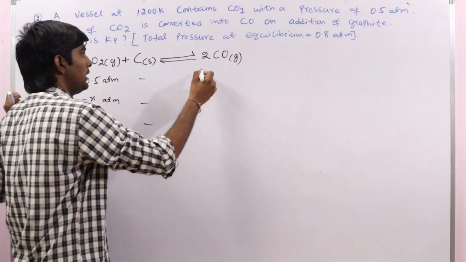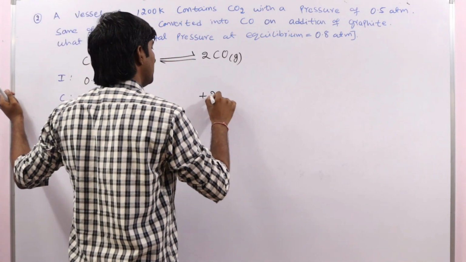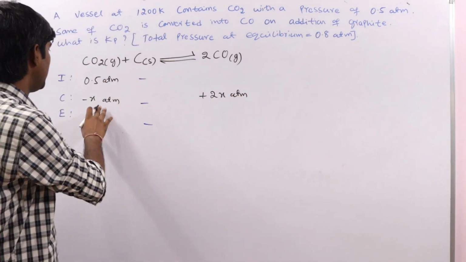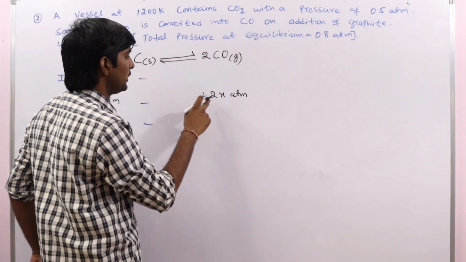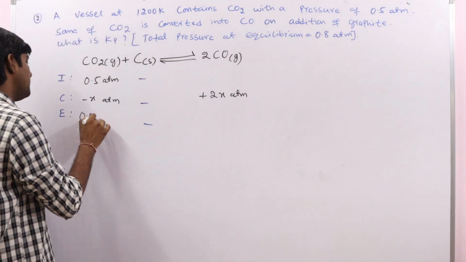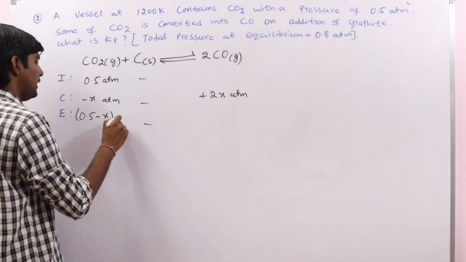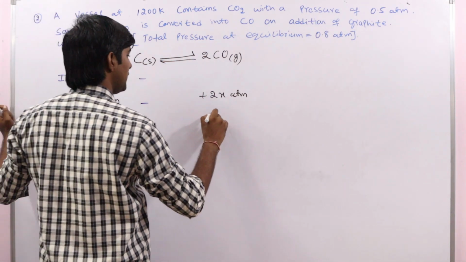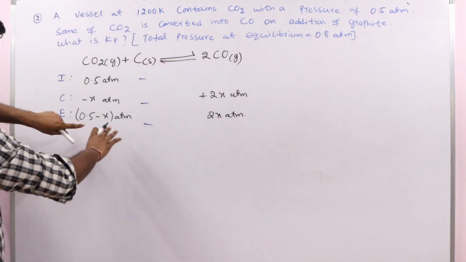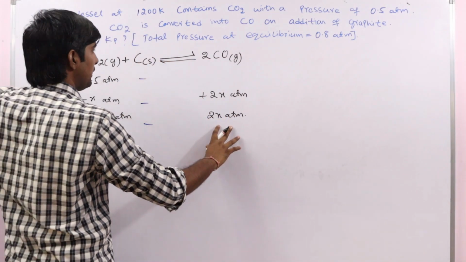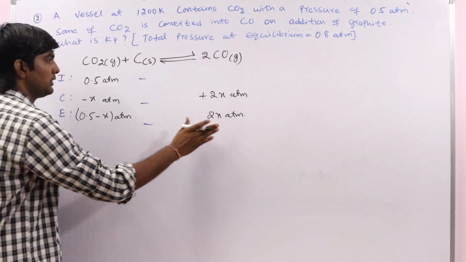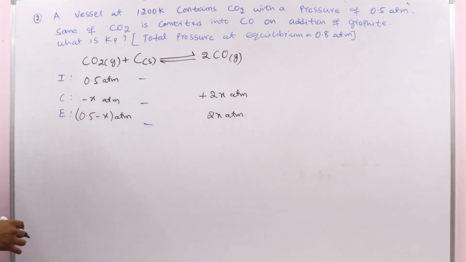At the same time, CO changes by plus 2x atmosphere. Per mole, x is the change. Here we have 2 moles, so that's why it is 2 into x atmosphere. So here it is 0.5 minus x atmosphere, and this is 2x atmosphere. These are the equilibrium partial pressures of CO2 and CO.